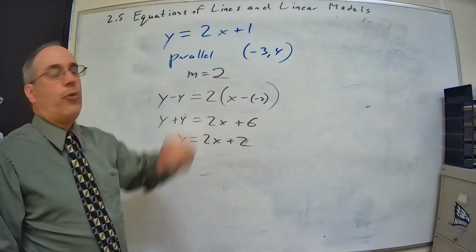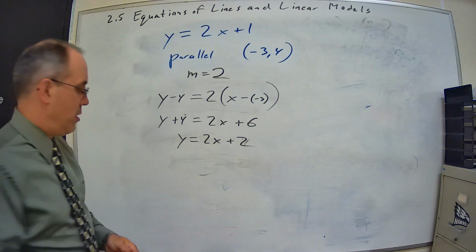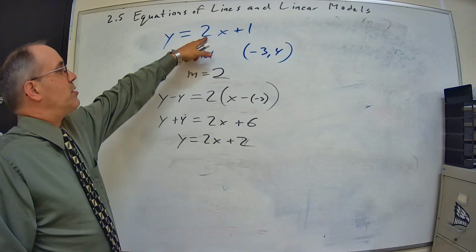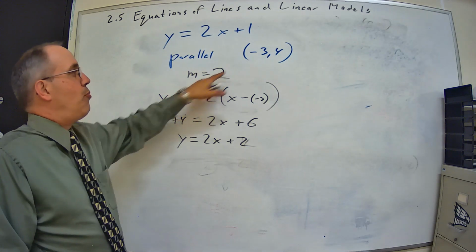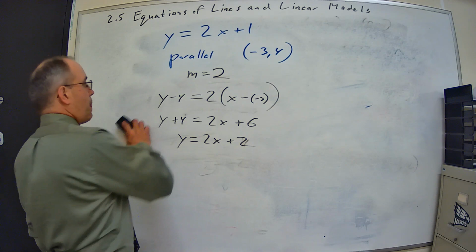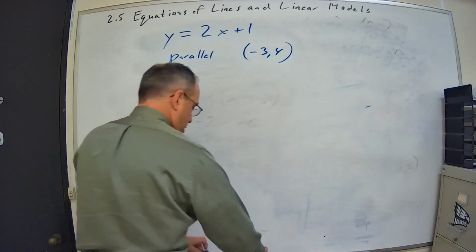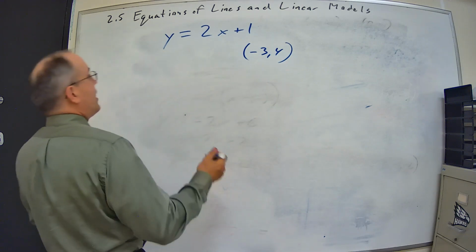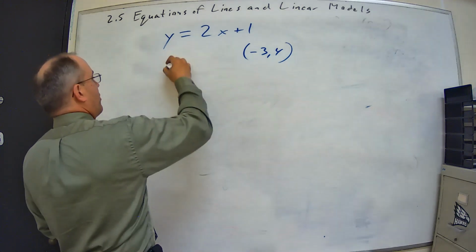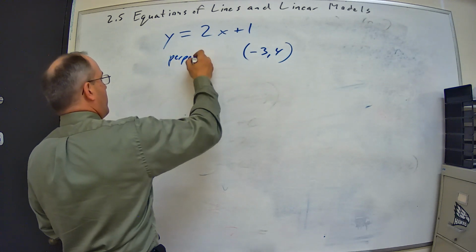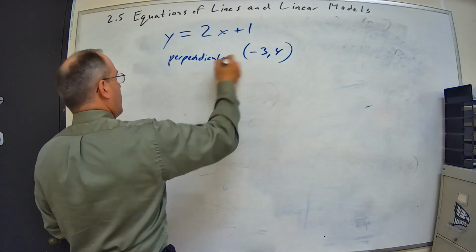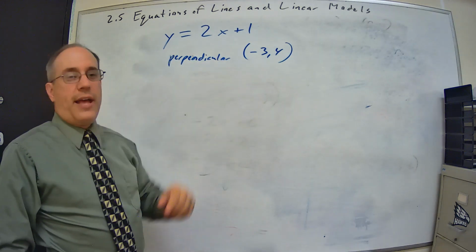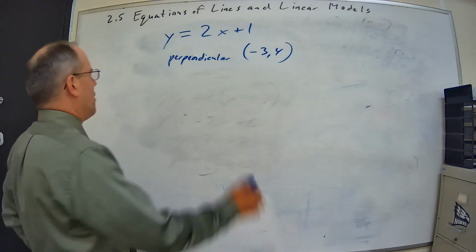This line passes through the point -3, 4. What we can also do, and remember all we did with this was we just said, okay, what's the slope of this one? We need another line that has that slope but goes through that point. Another question we can ask is, what about creating a line that is perpendicular to this line that passes through the point -3, 4?